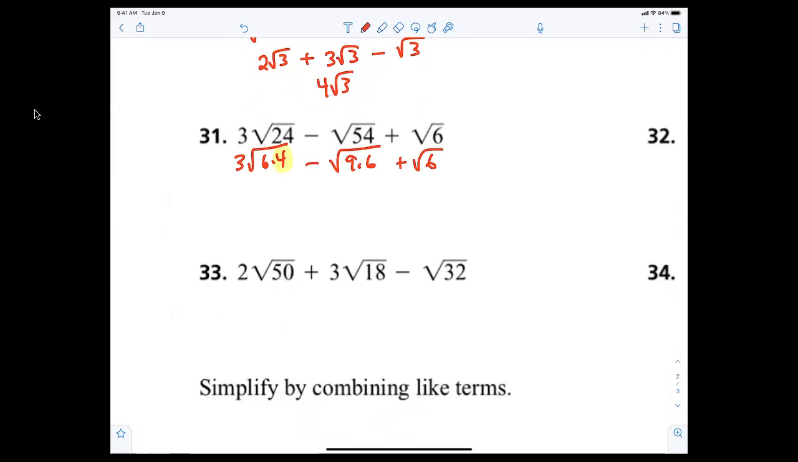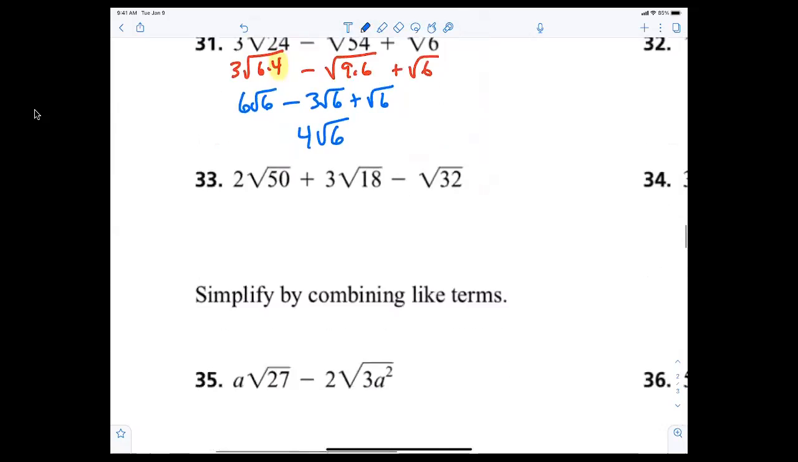Wait, I'm doing 3 radical 6 times 4. Which one is the perfect square? So times 4. Right. So what's the square root of 4? 2. So it'd be 6 radical 6. There you go. 3 radical 6. Good. 1 radical 6. Perfect. So your final answer, 4 radical 6. Beautiful.